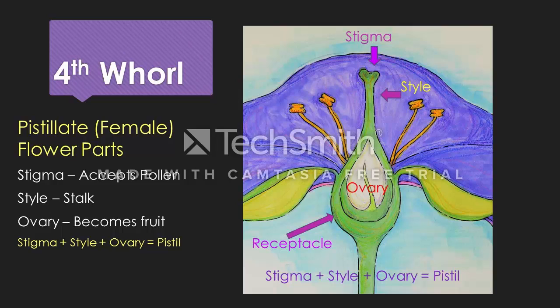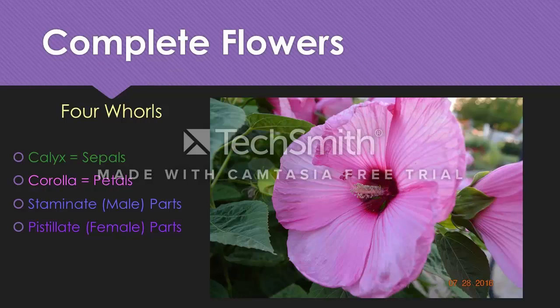Notice how the ovary in this picture sits down inside the receptacle. This is called an inferior ovary because the ovary sits below where the whorls attach to the receptacle. If the ovary sits above where the whorls attach to the receptacle, it's called a superior ovary. This is a picture of a complete flower. You can clearly see all four whorls, the sepals, the petals, even the male and female reproductive parts.